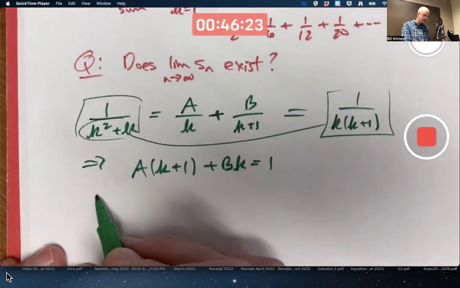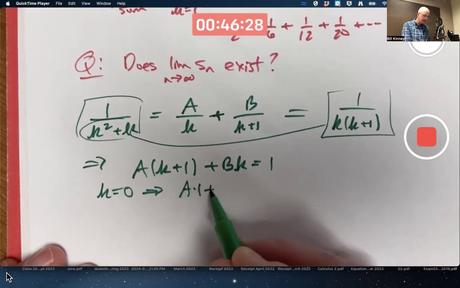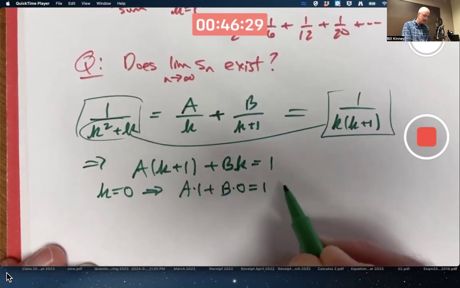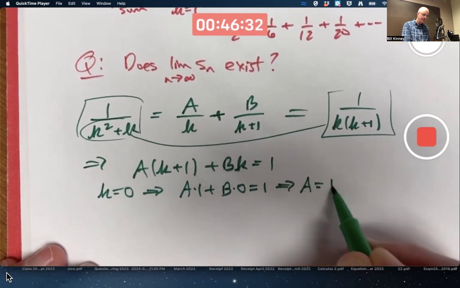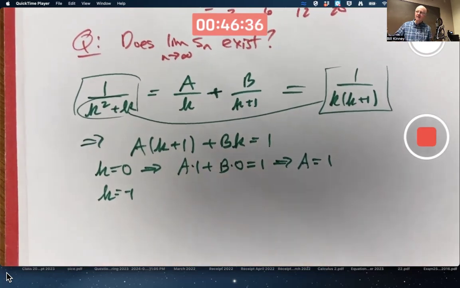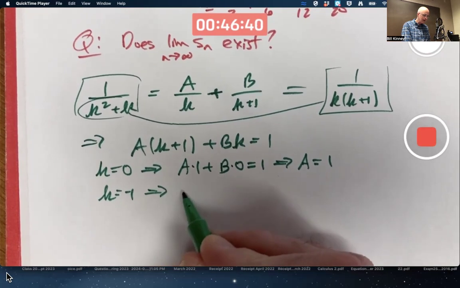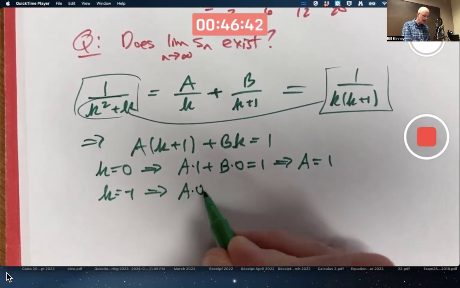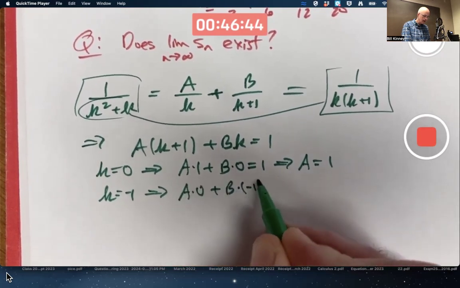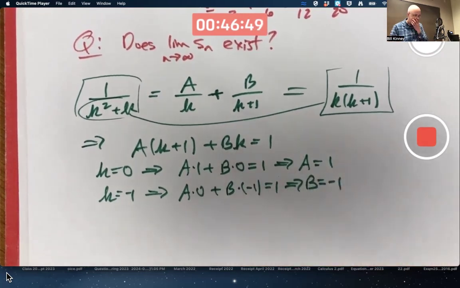Pick your special values to solve for A and B quickly, like K equals 0 implies you get A equals 1. And K equals -1, even though in the series K was not -1, in fact, it was also not 0. It does help us solve for A and B. We get that B is -1. So what does this mean?